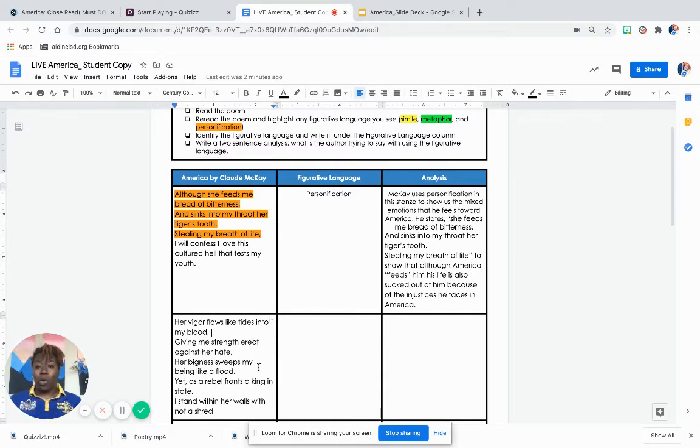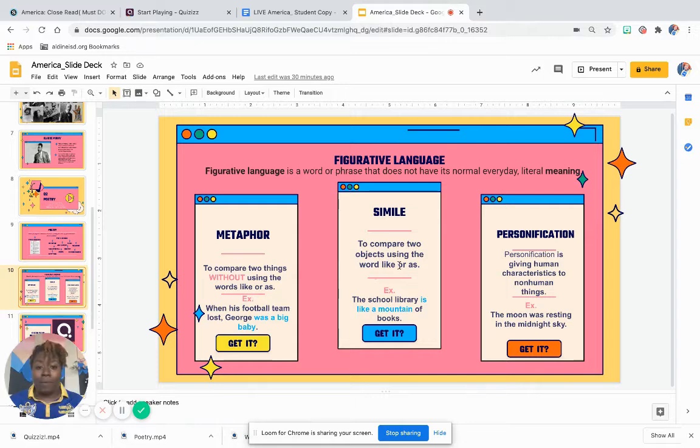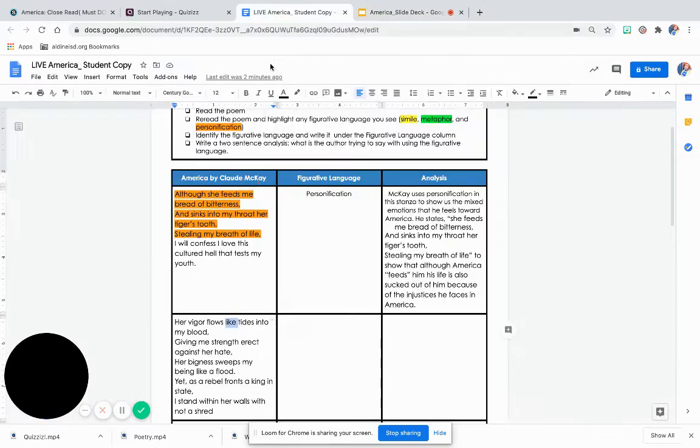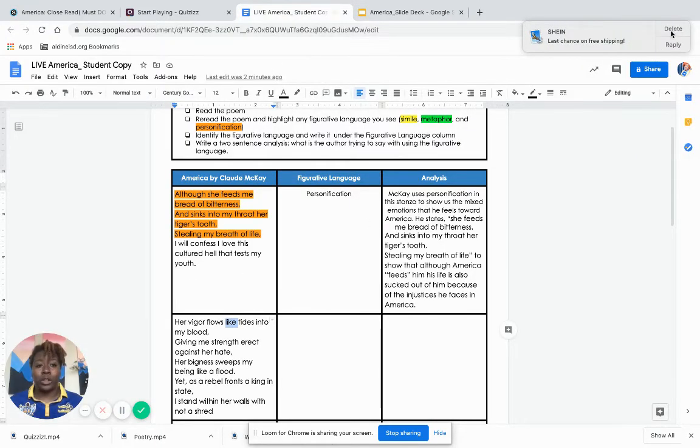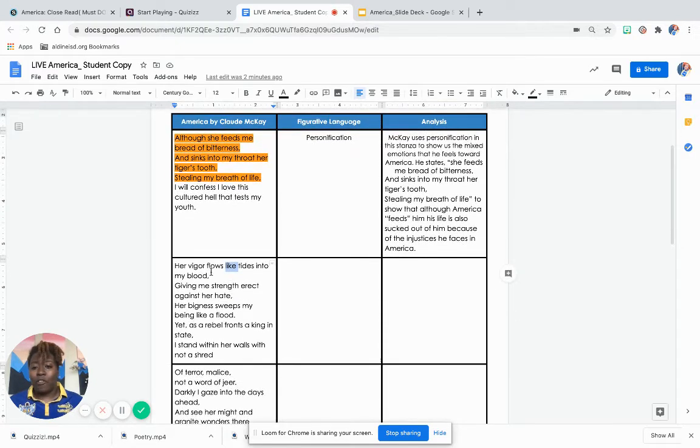Okay, so first things first, we need to figure out what figurative language device is in this stanza. "Her vigor flows like tides into my blood." I look at that and I see "like," and I can recall, let's go back to my little slide, that when you use the word "like" or "as" to compare two things, it's called a simile. So I go back to "her vigor flows like tides into my blood," and I know that it's a simile.